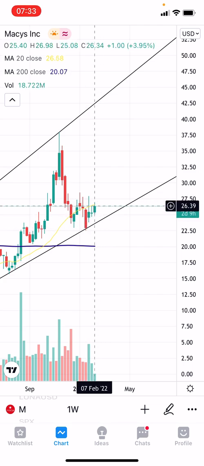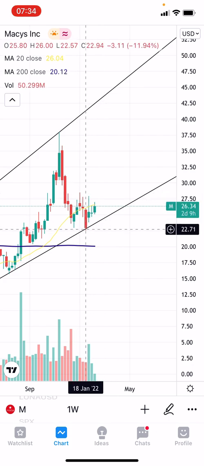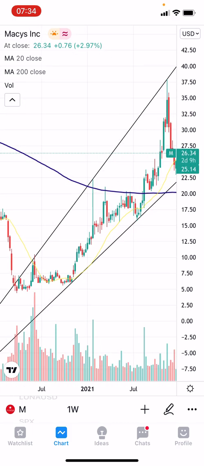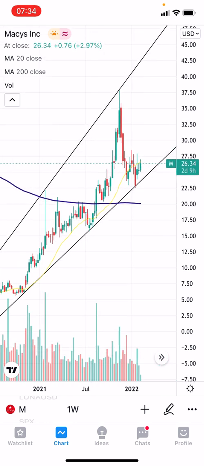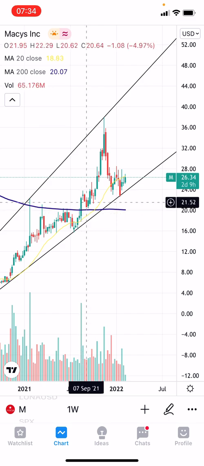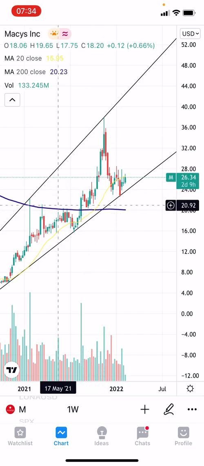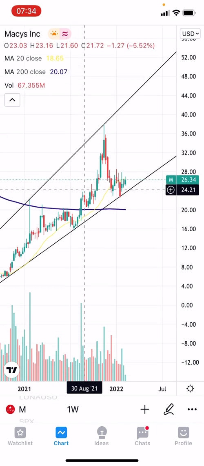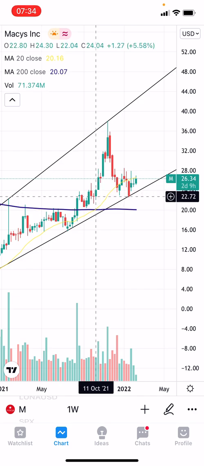But obviously with that call flow, I think we do run up to possibly test this 28 area. This would have been a good long entry right here, because if you were looking at Macys, you would have drawn a trend line from here to here, and then essentially you just wait. You don't want to FOMO long all the way up here to 38. I mean, you can, but I don't like to chase stuff. You just simply wait, like a sniper, for the perfect shot and then take it, right?